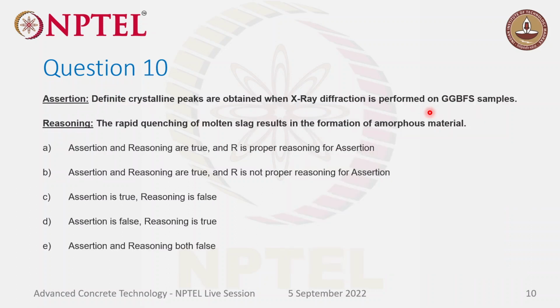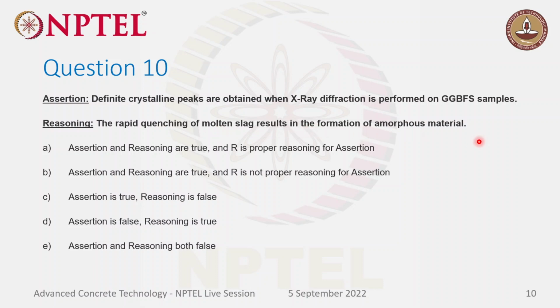So here is an assertion and reasoning. The assertion is: definite crystalline peaks are obtained when X-ray diffraction is performed on GGBS samples. And the reason is: the rapid quenching of molten slag results in the formation of amorphous material.